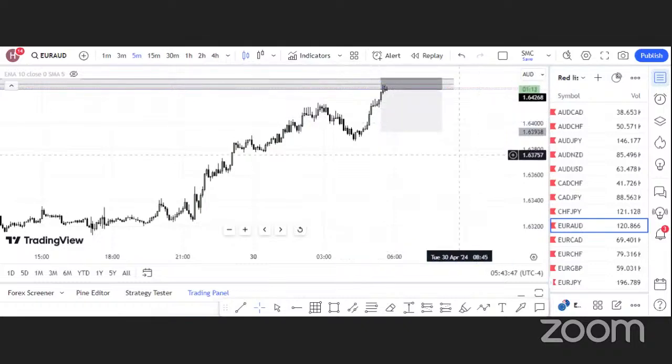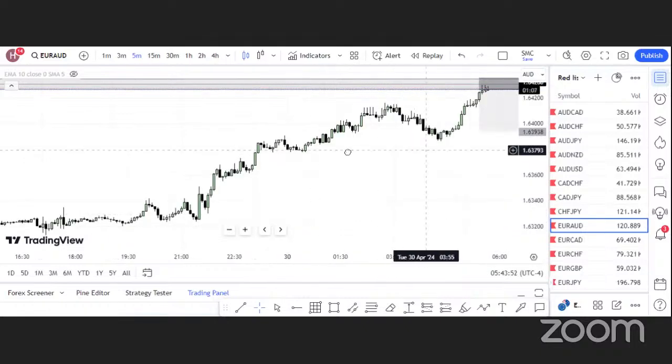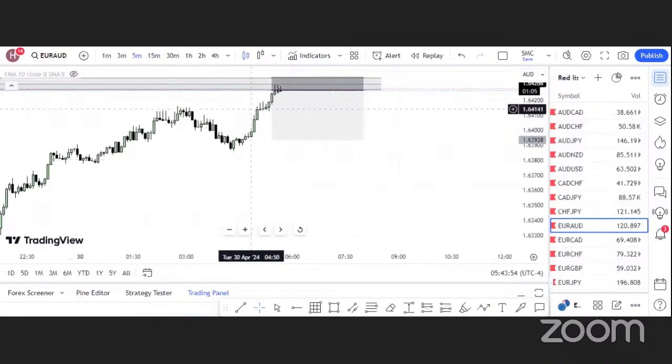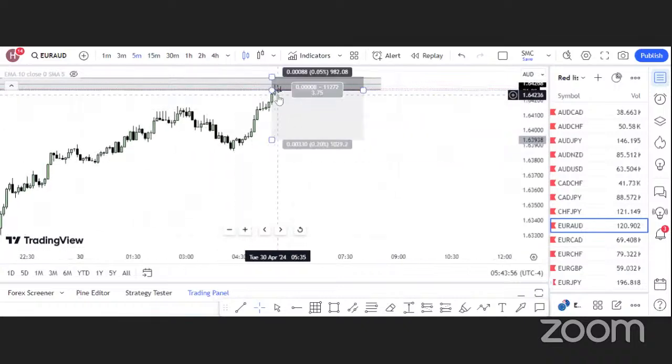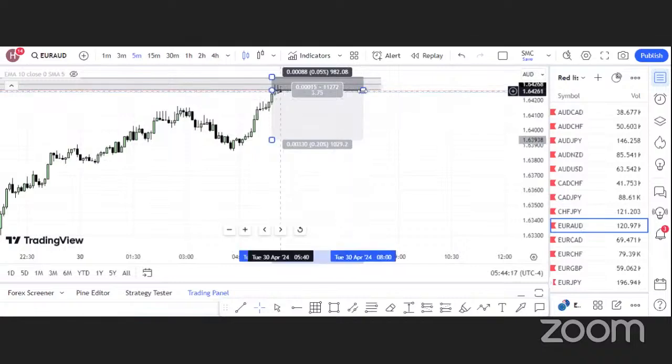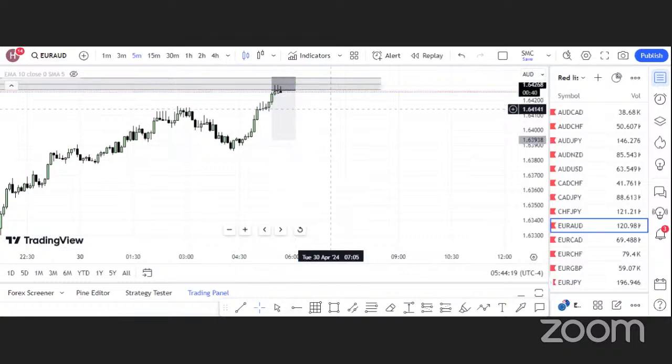Yes, nice rejection. So we have two rejections already, and the third one is already playing out with rejection. It's already forming the rejection candle. So hopefully it stays this way till the end, and then we get to open our sell position.